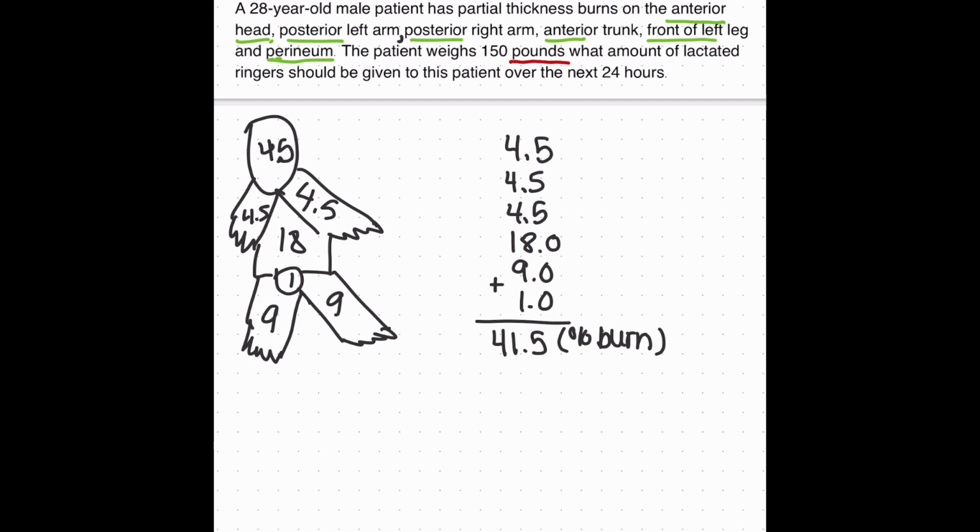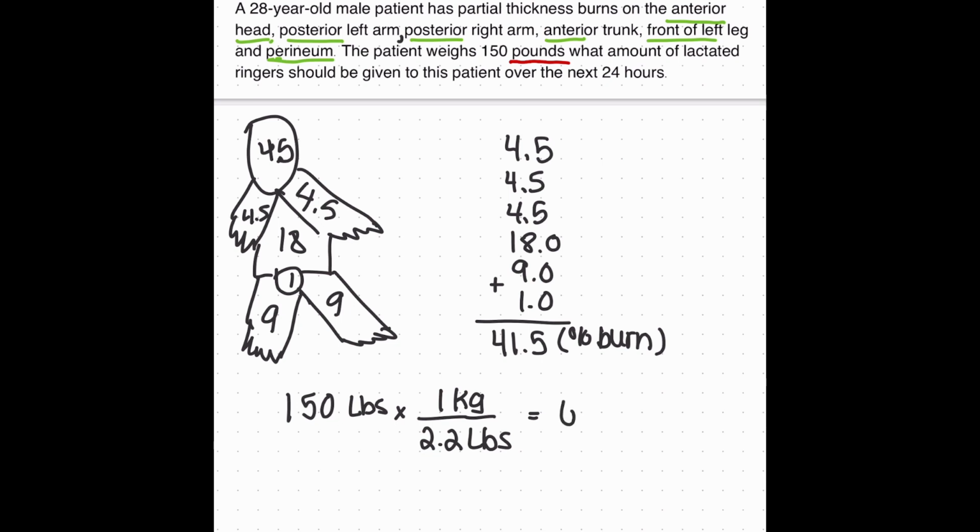So next you want to look at the weight, and notice that it is in pounds. The Parkland formula uses kilograms, so we need to convert from pounds to kilograms. A tip that one of my teachers always used to say is that Americans weigh more than Europeans, so therefore it's 2.2 pounds for every 1 kilogram.